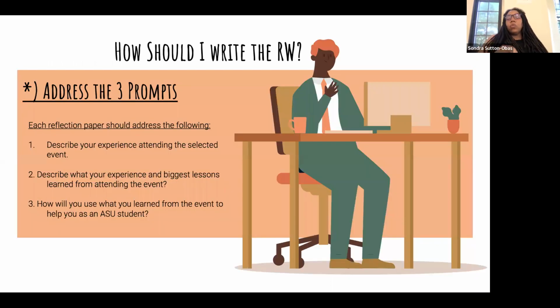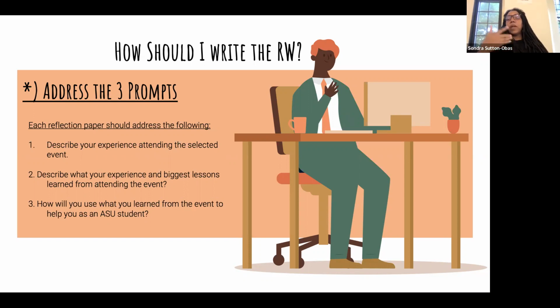Anytime you do a reflective writing, you will use the same 3 prompts for all of your reflective writing pieces. That will not change. The 3 prompts are: 1, describe the experience attending the selected event. 2, describe what your experience and biggest lessons learned from attending the event. And 3, how will you use what you learned from the event to help you as an ASU student? Again, these prompts are also listed in your modules, and they will be used for every reflective writing event.